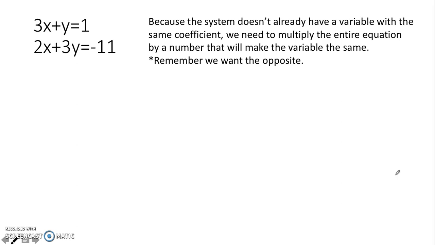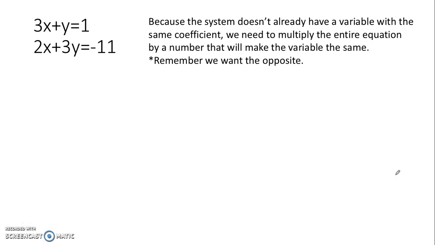All right, let's take a look at this one. 3x plus y equals 1 and 2x plus 3y is equal to negative 11. Now this one's slightly different. It's the same concept, but the difference is, and I have the note up here, because the system doesn't already have a variable with the same coefficient in both equations, we need to multiply the entire equation by a number that will make the variable the same.